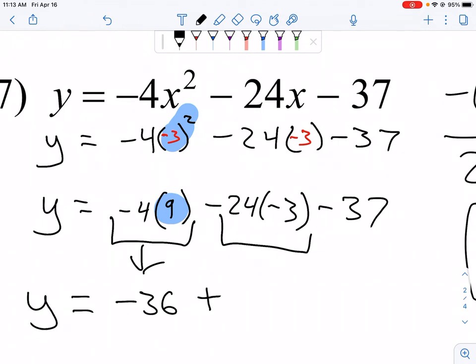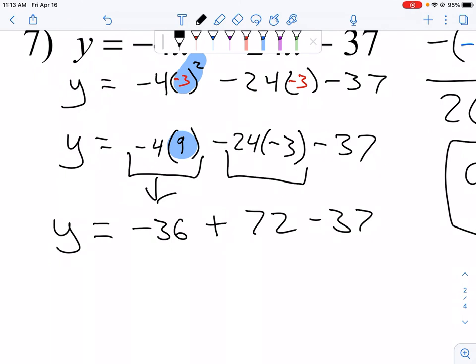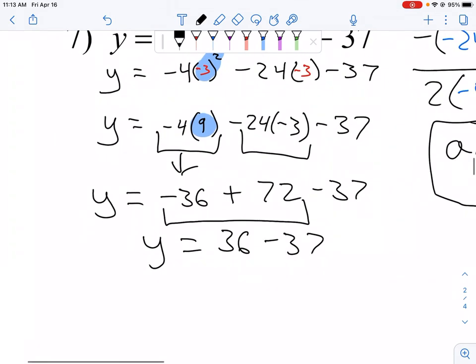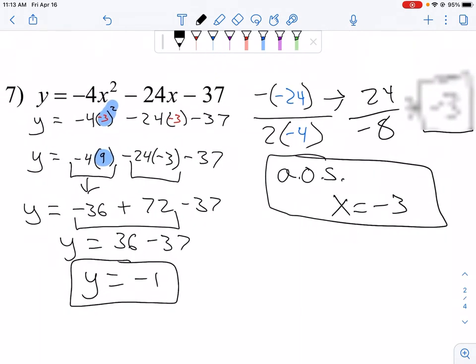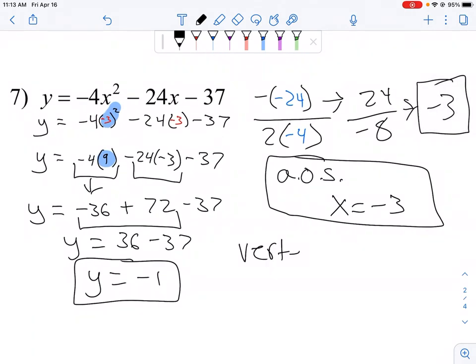This is going to make positive, and we're doing 3 times 4, which is 12. So this is going to make positive 72 minus 37. You would be welcome to use a calculator on these. Again, the numbers are bigger, but the process is the same. If I put these together, it's going to give me just a positive 36 minus 37. And then 36 minus 37 is negative 1. So my vertex is what my x equaled, which was negative 3, and what my y equaled when I plugged that in.